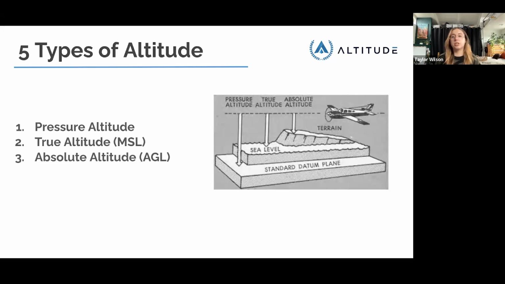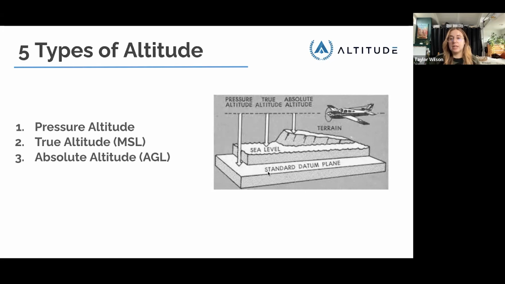So when we're talking about pressure altitude, we're also talking about ISA, or the International Standard Atmosphere. So the pressure altitude is like this theoretical level that at this level, the weight of the atmosphere is 29.92 inches of mercury. Now, when you're studying, you'll probably see something along the lines of the standard pressure at sea level is 29.92, and then standard temperature at sea level is 15 degrees Celsius. But as you can see in this picture, they call it the standard datum plane. So like I said, it's that theoretical level.